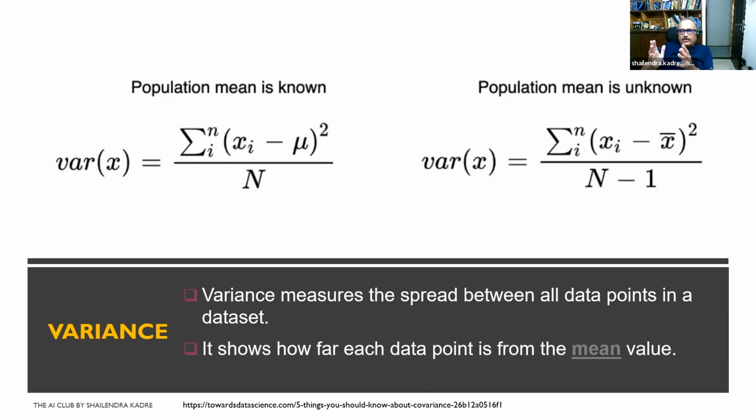And when we are dealing with a sample, then we are dealing with n minus 1, when the population mean is unknown. So when the population mean is known, then you divide by the total number of entries, and when the population mean is unknown, then you divide by n minus 1. Similarly, if we are dealing with population data, you divide by n, and if we are dealing with sample data, you divide by n minus 1. That is the formula we have to remember.